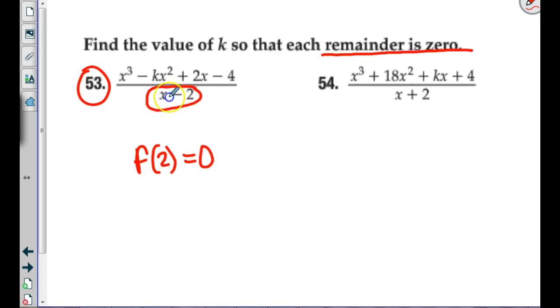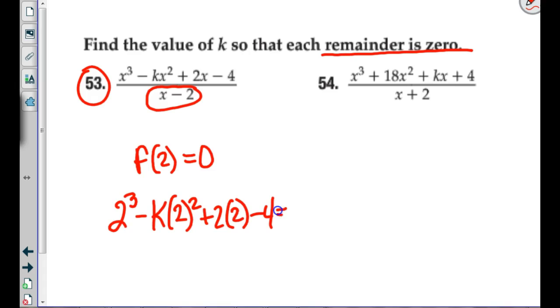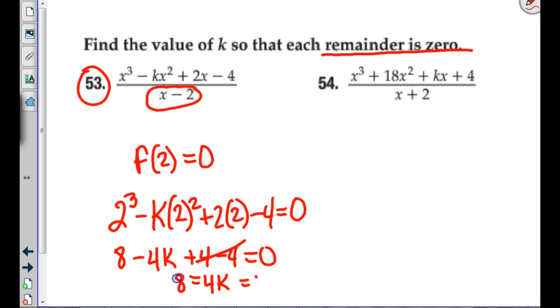0. Good job. So if I put in a 2 up here, it'll say 2 cubed minus k times 2 squared plus 2 times 2 minus 4, and I don't know what k is yet, but it should turn out to be what? 0. So can you solve that now? 8 minus 4k plus 4 minus 4 equals 0. What does that make k? I'm going to add the 4k over to the other side just because I like positives. But either way, k should turn out to be positive 2.